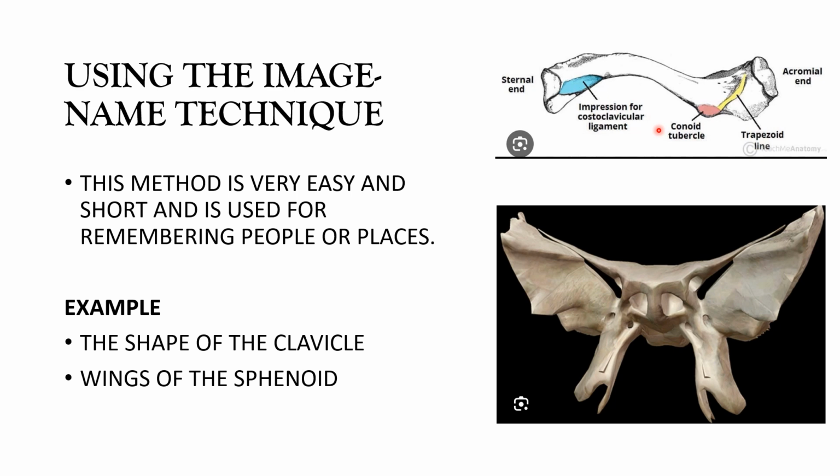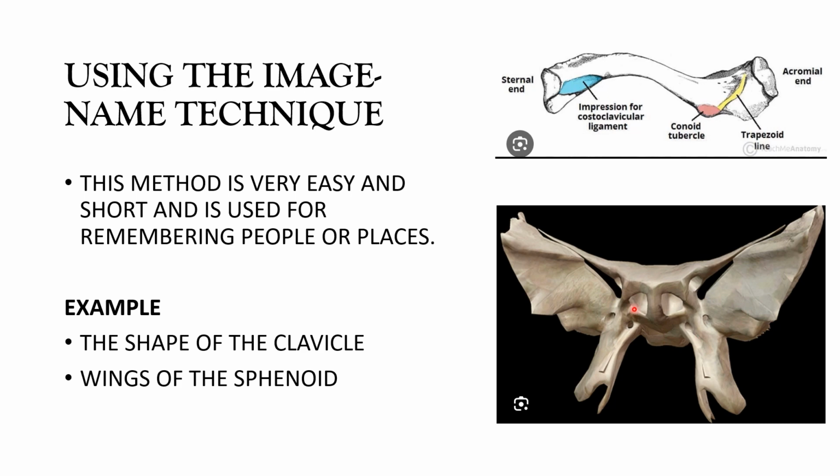And this is very, very helpful because sometimes when you go for viva, they can give you a bone to talk about, or they can ask you to pick a bone. So once you have this image name technique in your head, and you see that the bone looks like an S shape, then you say it's likely to be the clavicle.